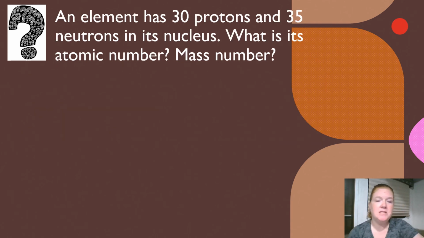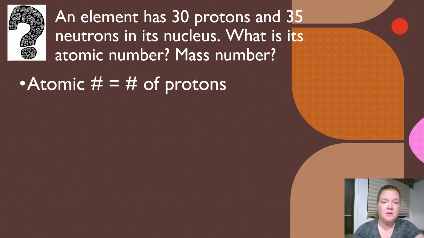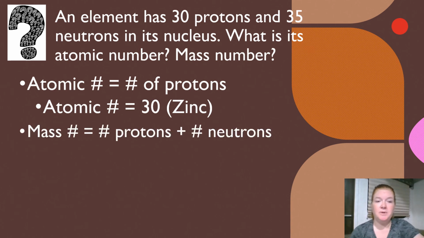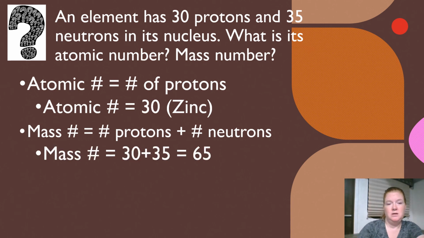An element has 30 protons and 35 neutrons in its nucleus. What is its atomic number? What is its mass number? Well, atomic number is the number of protons. So the atomic number is 30. So we're talking about zinc. The mass number is the number of protons plus the number of neutrons. So 30 plus 35, so it would be 65.